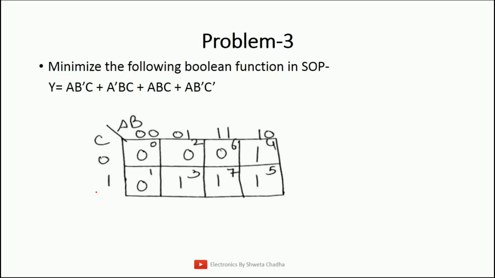Next problem. This is another type of problem that you may get in terms of your Boolean expression: y is equal to AB dash C plus A dash BC plus ABC plus AB dash C dash, and you need to write down the answer now in SOP. As you can see over here, the expression already belongs to SOP, that is sum of products, and we already have three variables with us, so we have to draw a three variable K-map.